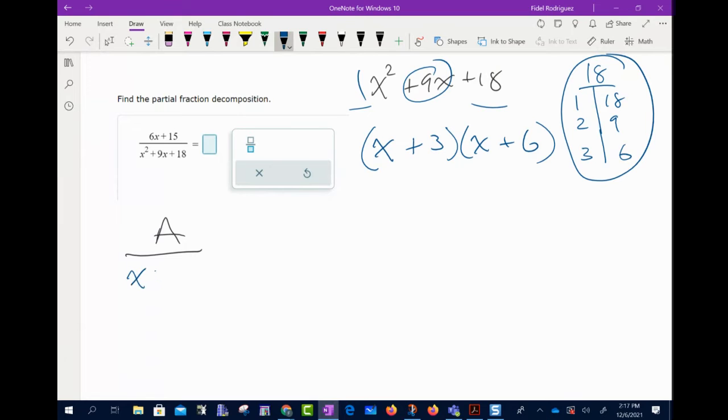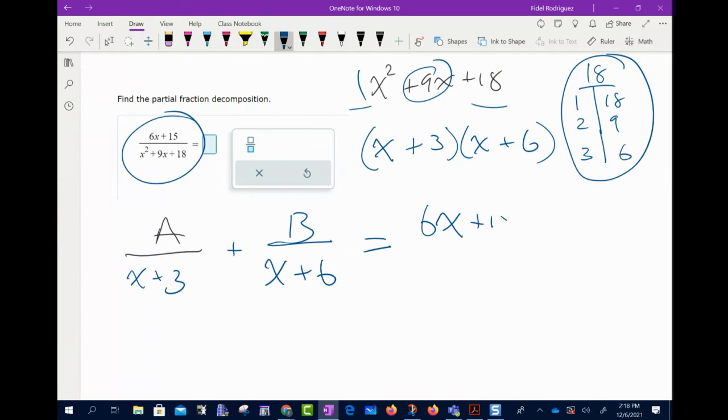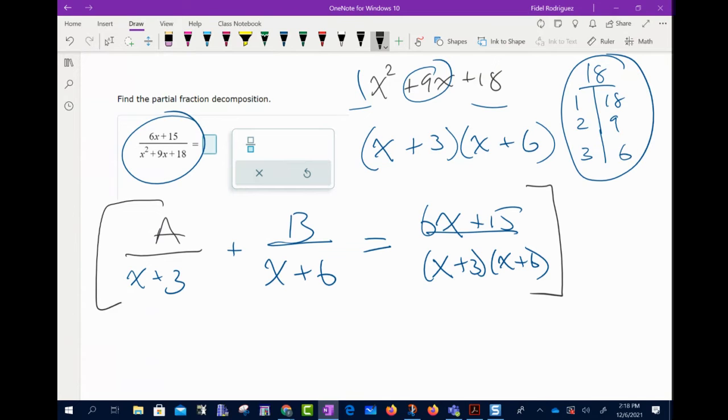Okay, so now look, we're going to go like this, A over x plus 3 plus B over x plus 6. That's going to be equal to this business right here, 6x plus 15 over, and I'm going to write it in the factored form, x plus 3 and x plus 6, right? That's right, because this is what we call a rational equation. And when you have a rational equation, what you're trying to do is get rid of the fractions. And the way you get rid of the fractions is by multiplying by the common denominator.